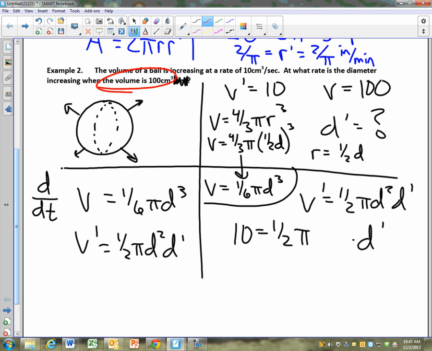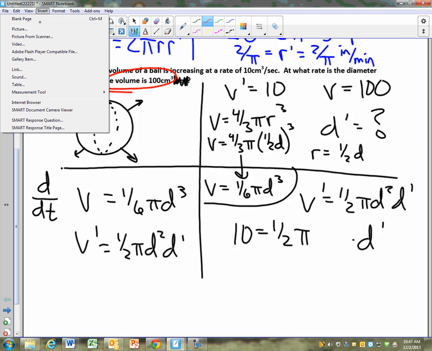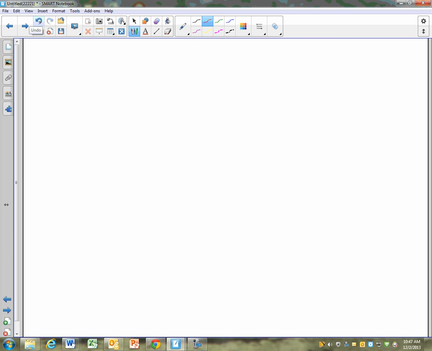Yeah, you just solve for it. I know V prime is 10. I don't know the d prime, but that's fine. That's what we're trying to solve for. I need to know the current diameter. How could I solve for the current diameter? I know the current volume is equal to 100. So 100 equals 1/6 pi d to the third. Is that our formula for diameter? That will give us the current diameter.